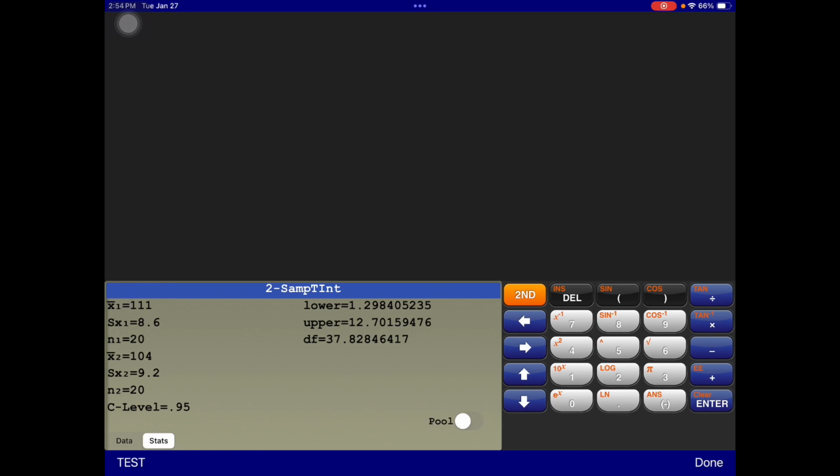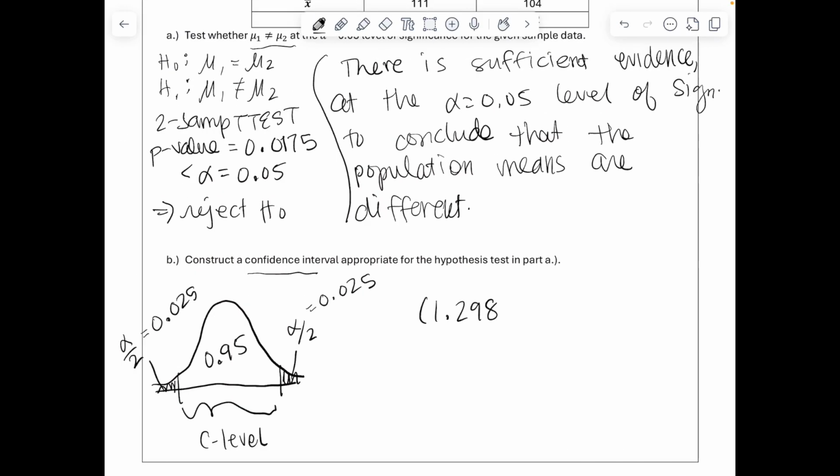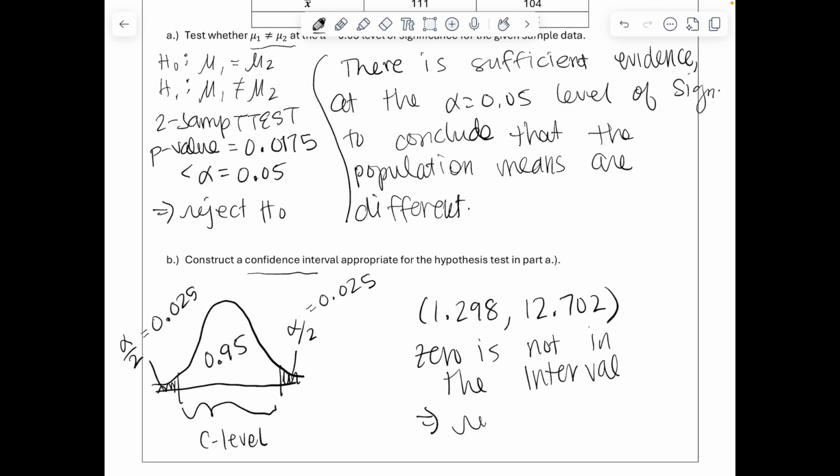And then you also need to make sure that you have pooled selected to no. And so for this, we get a lower bound and an upper bound. From the graphing calculator, we get a confidence interval of 1.298 as our lower bound and 12.702 as our upper. And so with this confidence interval, you'll notice that 0 is not in the interval. And this means that we are going to reject H0.